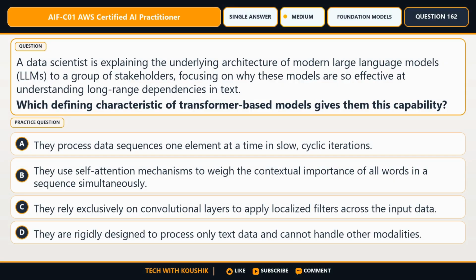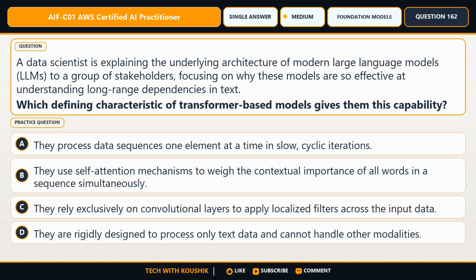Start by identifying the requirement in question number 162. First, locate the key operational constraint. A data scientist is explaining the underlying architecture of modern large language models, LLMs, to a group of stakeholders, focusing on why these models are so effective at understanding long-range dependencies in text. Which defining characteristic of transformer-based models gives them this capability?